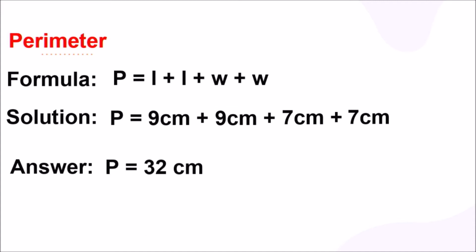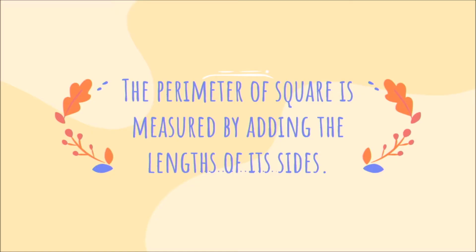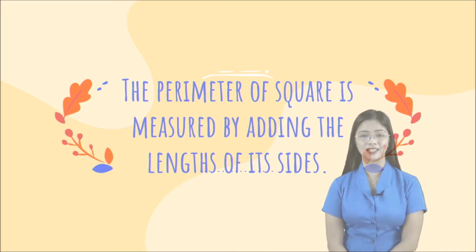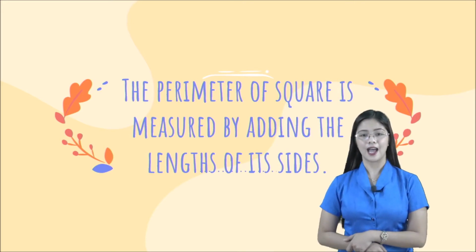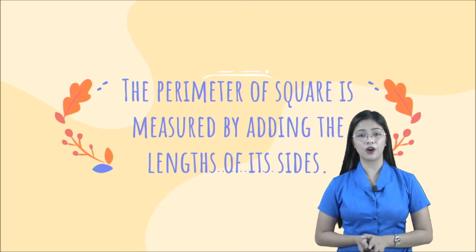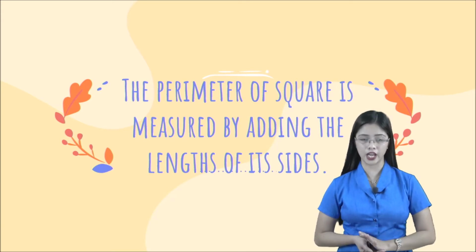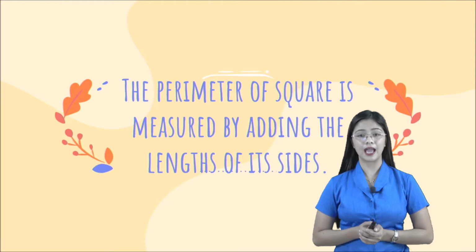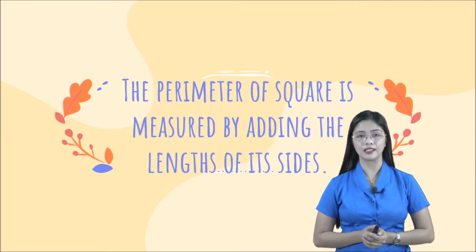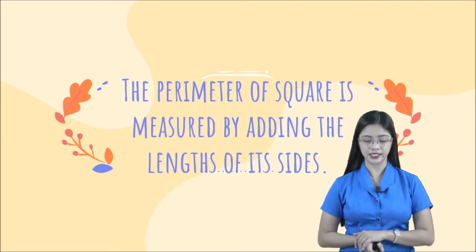So it means our perimeter is equal to 32 centimeters because we just add all of the sides of our shape, which is the rectangle. So remember, kids, the perimeter of a square is measured by adding the lengths of each side. I repeat, the perimeter of a square or any shape is measured by adding the lengths of each side, the length and the width of each side.